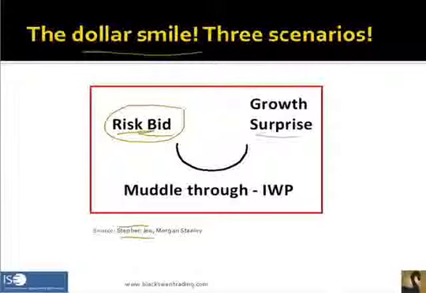On the right side of the smile, right over here, the dollar rises based on the growth surprise, meaning the U.S. economy is going to grow faster than its competitors. And our scenario on the growth surprise is that the U.S. economy could potentially come out of this morass much faster than the European economies. And if that's the case, we would expect and see the expectation in the market for the Fed to raise interest rates sooner and faster than both the ECB and the Bank of England. Again, it's an outside chance.